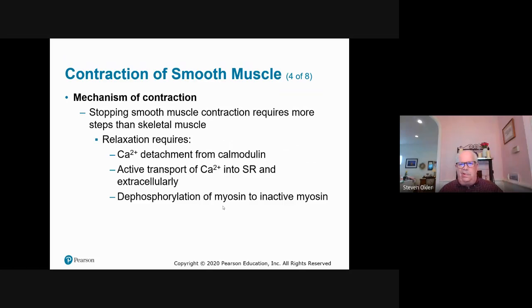Stopping smooth muscle contraction requires more steps than skeletal muscle. Relaxation requires the detachment of calcium from the protein, active transport of calcium into the sarcoplasmic reticulum and outside of the cell, and the dephosphorylation of myosin to inactivate myosin.